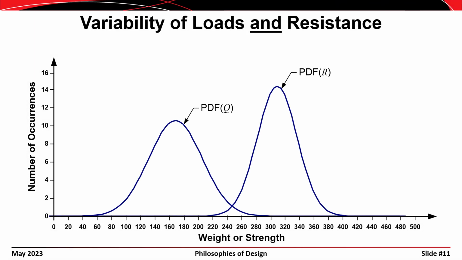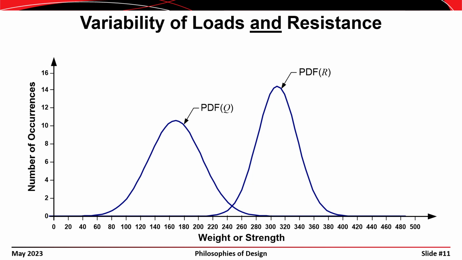Okay, so the next step is to plot both the probability density function for the load, Q, next to the probability density function for the resistance, R. And here you can really see the different shapes of these curves. Both PDFs represent 100 samples, but the PDF for Q is a little bit wider than the PDF for R, indicating that the load data is a bit more variable than the resistance data.